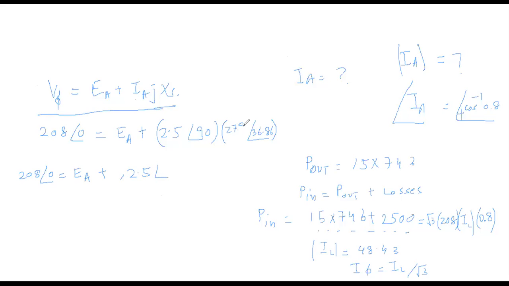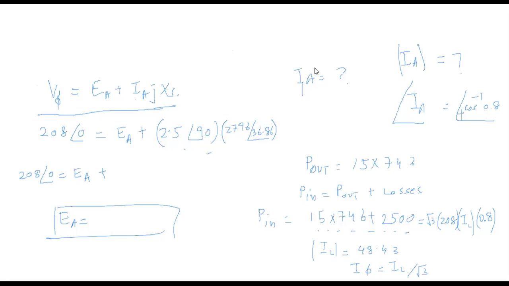So this is equal to 2.5 times this 27.96. And what is the final answer here? What is this product equal to, and what will be the value of EA? Quickly tell me the value of EA. EA कितना आता है? Okay, so get this product, subtract it from 208 angle 0 and you get the final answer for EA. Quickly tell me what is the final answer for EA, both the magnitude and the angle. Quickly tell me on the chat window.